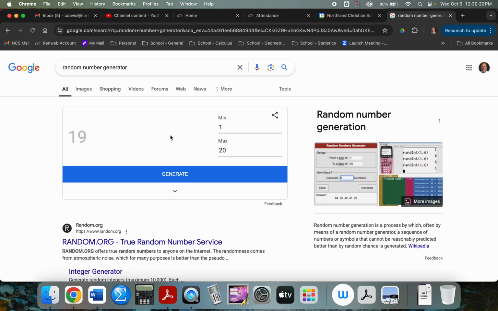And what we want to do is set the minimum number to 1. I think it's already set that way. But we want the maximum number to be 20. I think that it comes with 1 and 10, right? When it first loads.